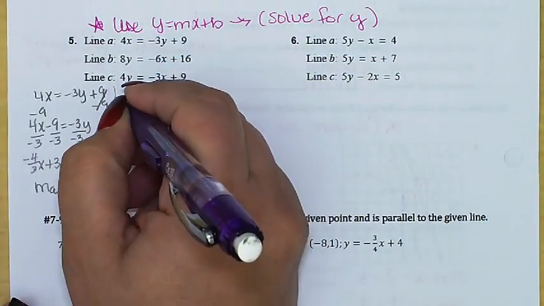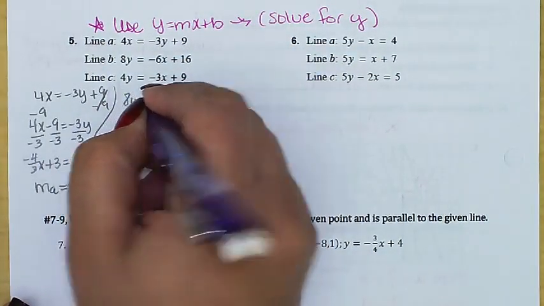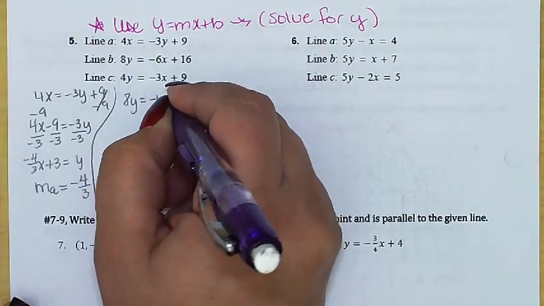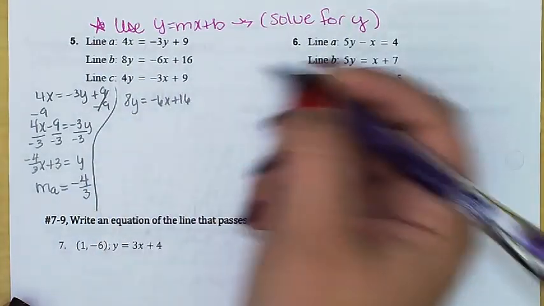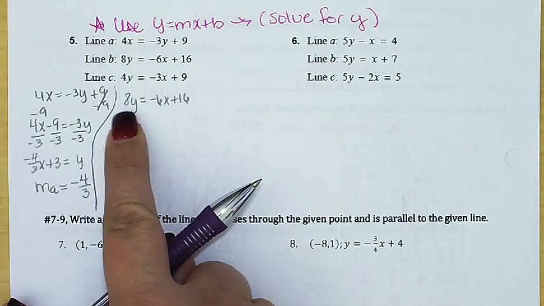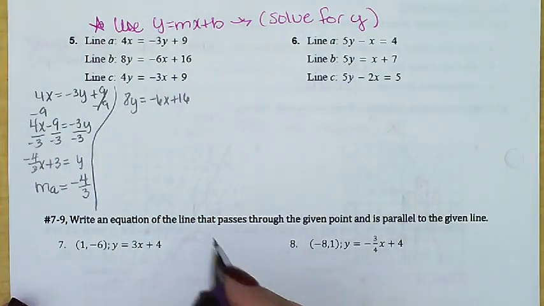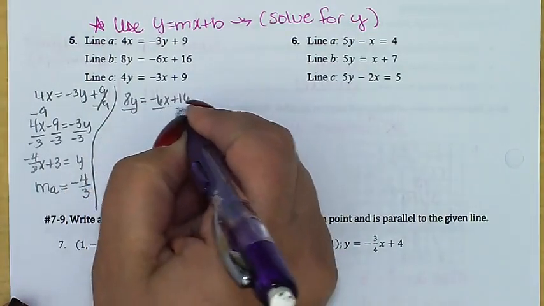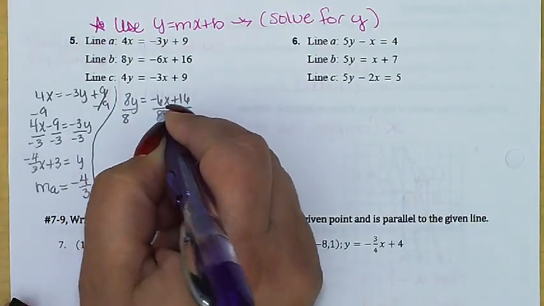Let's work with line B. So line B is 8y is equal to negative 6x plus 16. That was pretty close to being isolated. All I have to do is get rid of the 8. So I'll just divide everything by 8 to get y alone.